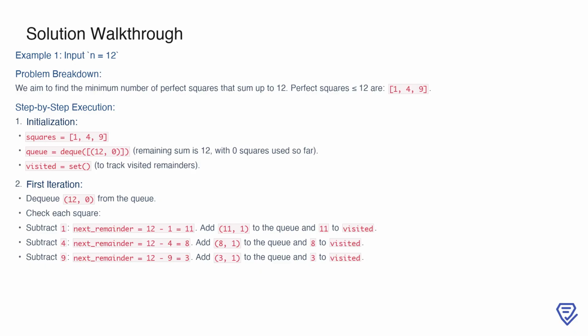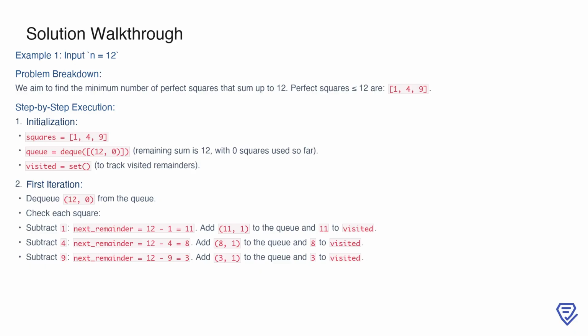We create a queue and start by adding the pair 12, 0 to it. Here, 12 is the remaining sum, and 0 is the count of squares used so far. We also define a visited set to keep track of the remainders we've already processed, which prevents unnecessary revisits and improves efficiency. In the first iteration, we dequeue 12, 0, and consider each perfect square.